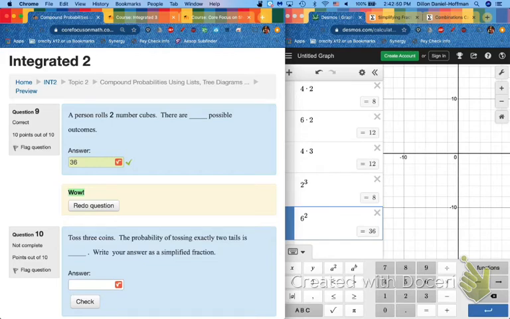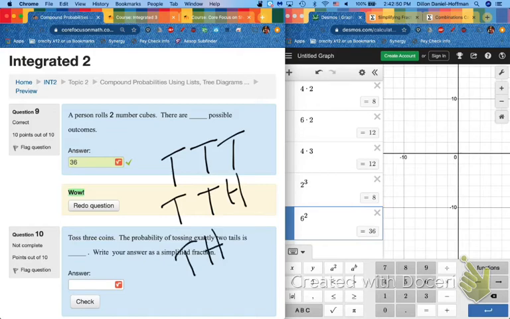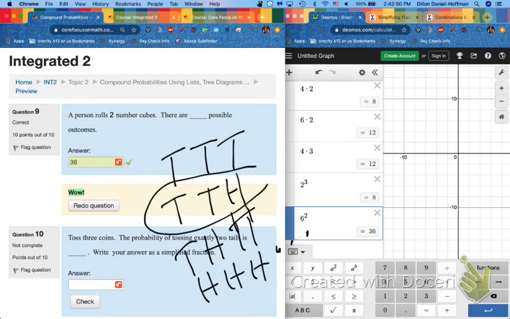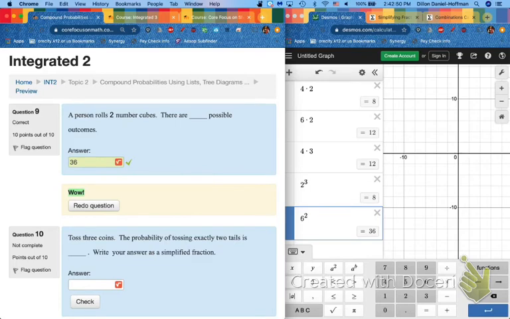The reason this is called combination or compound probabilities using lists, tree diagrams, tables, you can write out with 3 coins all the possibilities. Tails, tails, tails, tails, tails, heads, tails, heads, heads, heads, heads, heads, on and on until you've written out all your possibilities. And then you could simply circle the ones that have exactly 2 tails and then write it as a fraction. But I want to teach you how to do it using this combinatorics button. So hopefully you have opened up this calculator. The first thing you need to do is figure out the denominator of your fraction.